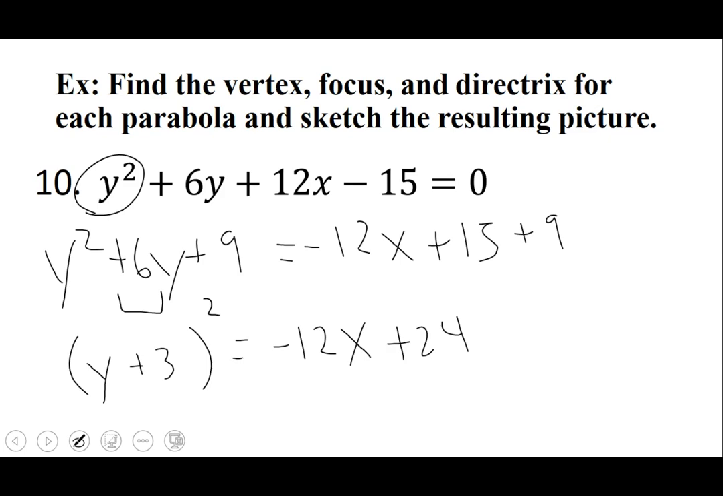This is actually still not a perfect version in terms of what I want. So what I actually want to do next is I want to factor out a -12.